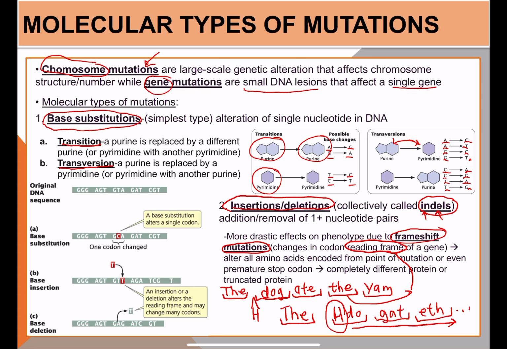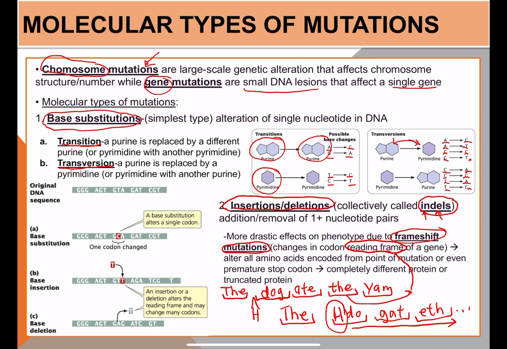Okay, the consequence of these frame shift mutations can either make an entirely different protein, because everything else after the insertion or deletion will be different types of amino acids, or a lot of times they will actually introduce an early stop codon, which terminates the protein synthesis process early, resulting in a shortened or truncated protein.